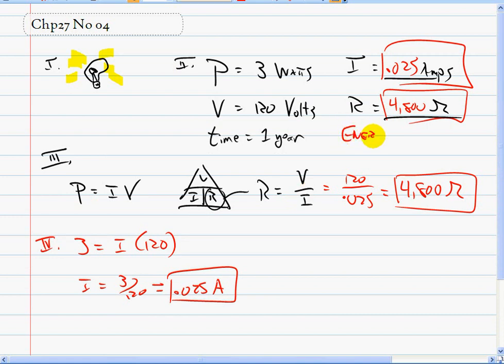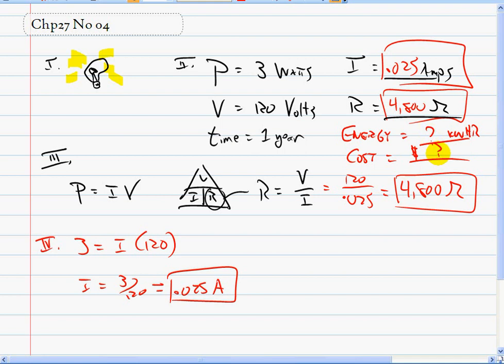So we need energy, our next unknown, in kilowatt hours, and then the final thing is cost. Show me the money. That's all people care about in the end, right? In dollars and cents. Okay, well, to get kilowatt hours, that's pretty easy, right?